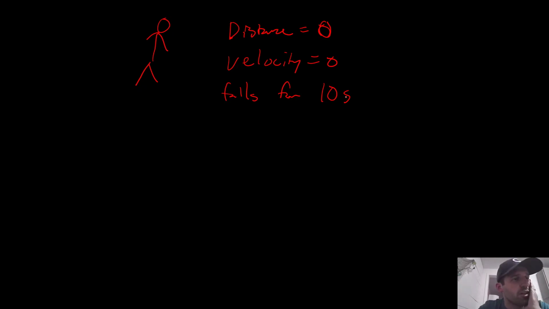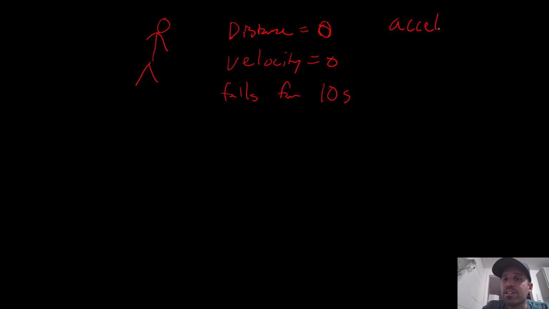So think through this one, see if you can figure this one out. He started with a velocity of 0 and a distance of 0, and he's falling for 10 seconds. What is the new distance? So this is kind of a trick question. This is actually quite a bit harder, and the reason is he's not falling at a constant velocity. His velocity is changing.